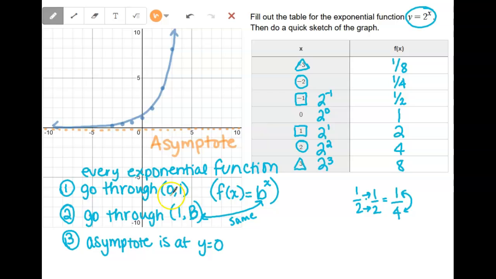They're going to go through the point 0, 1. So here's the point 0, 1 right here. They're going to go through the point 1, whatever the base is. In this case, our base is 2. And so it's going to go through the point 1, 2. And then the asymptote is at y equals 0. So this is the line y equals 0 right here.